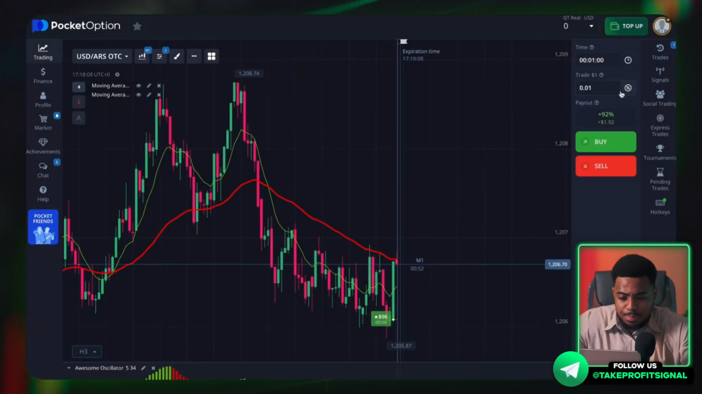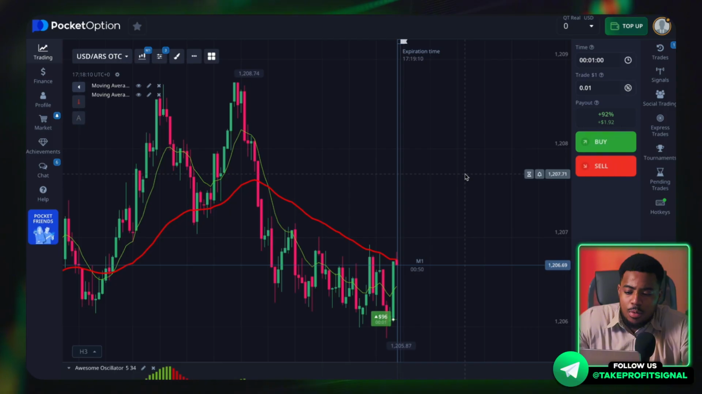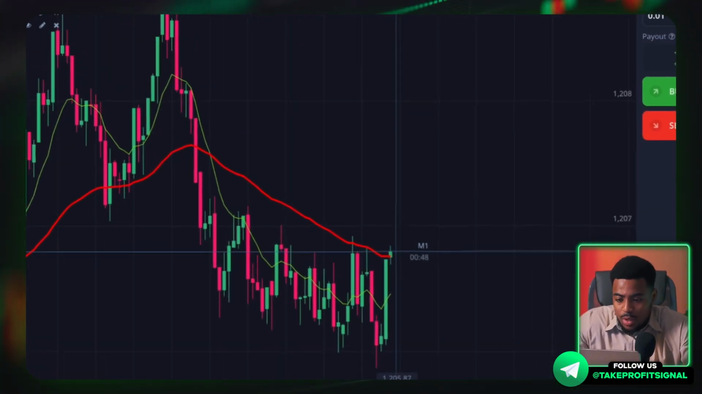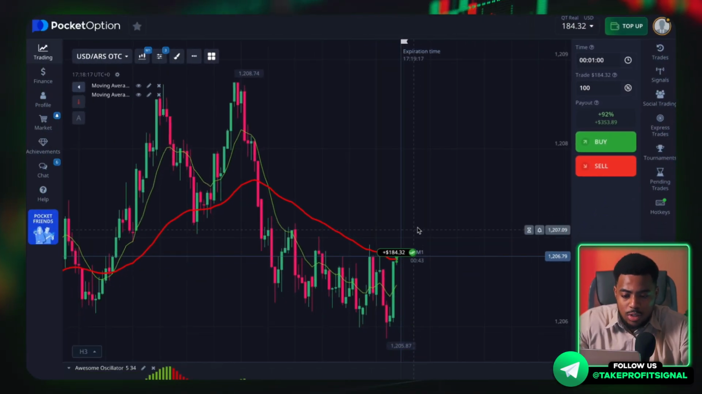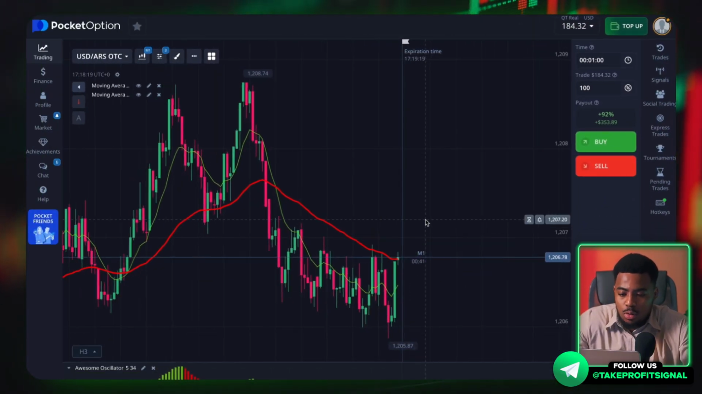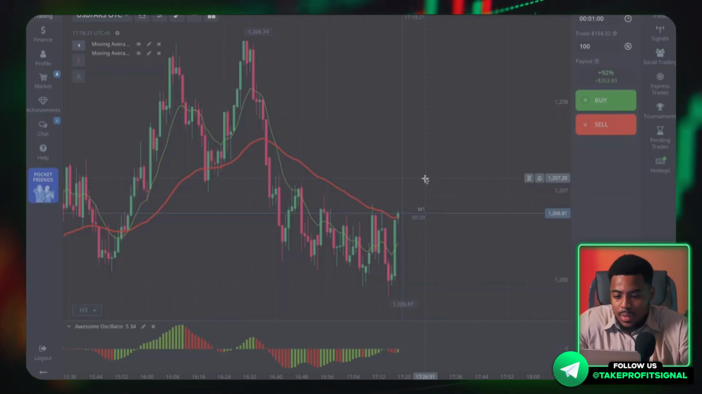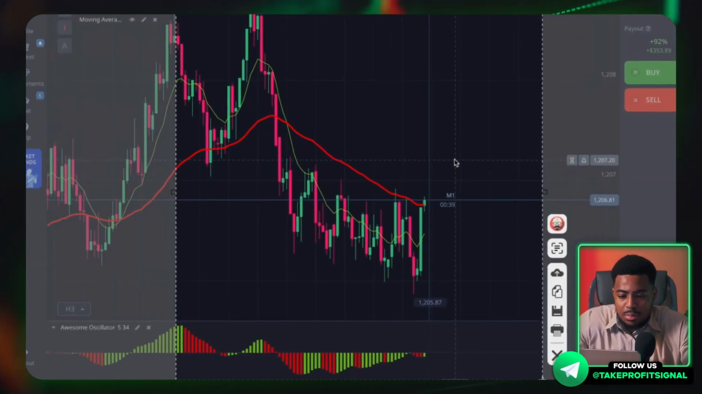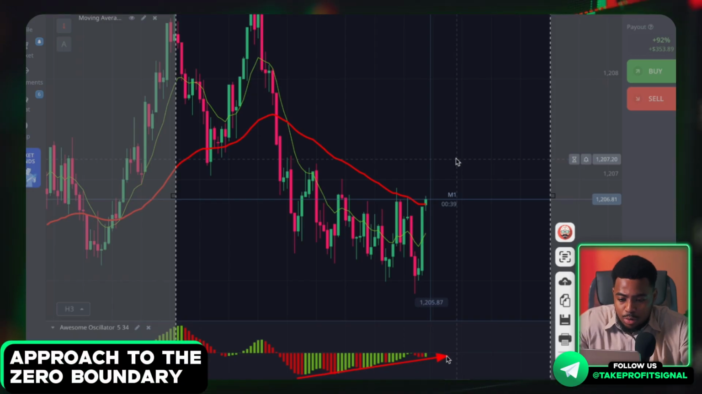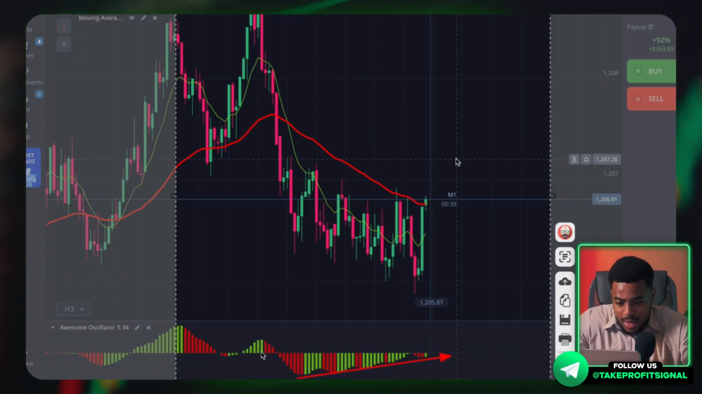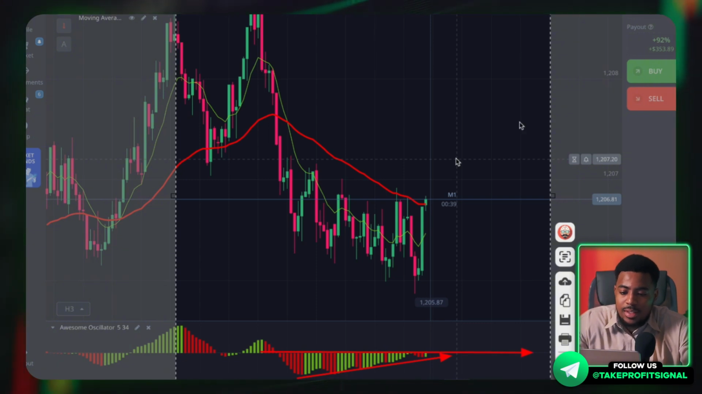It would seem that after only 2 trades we are already very close to our goal, because the third trade I will have for the amount of $184 and it is much closer to my goal. So look, the oscillator indicator helped me a lot in this trade because it shows us the approach to the 0 boundary. That is, we have a horizontal line 0.